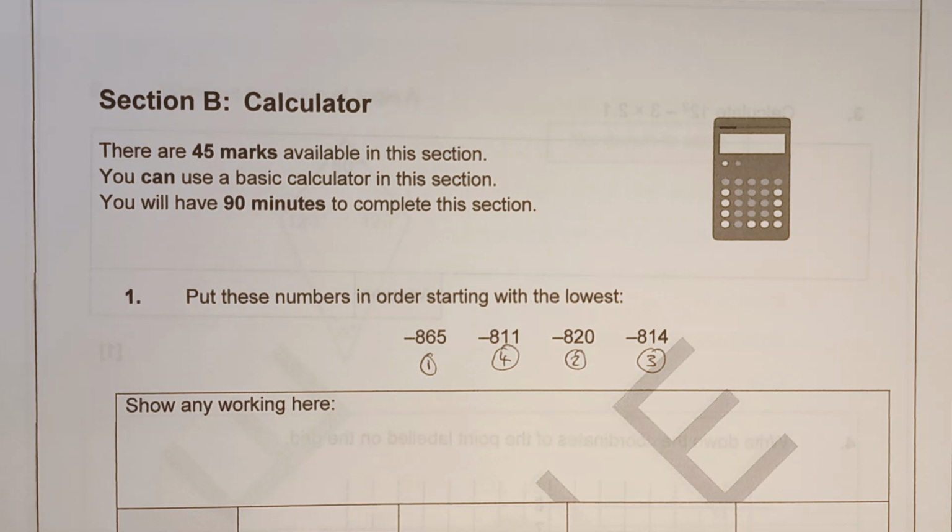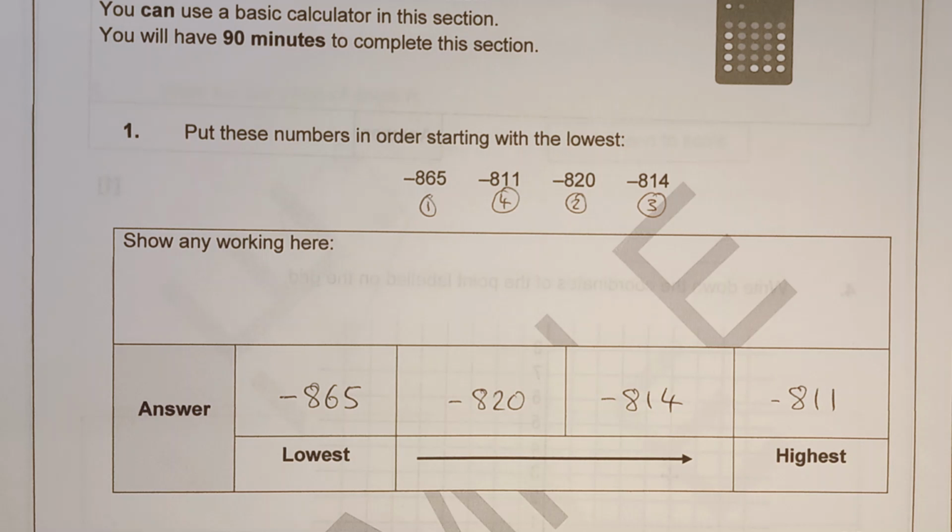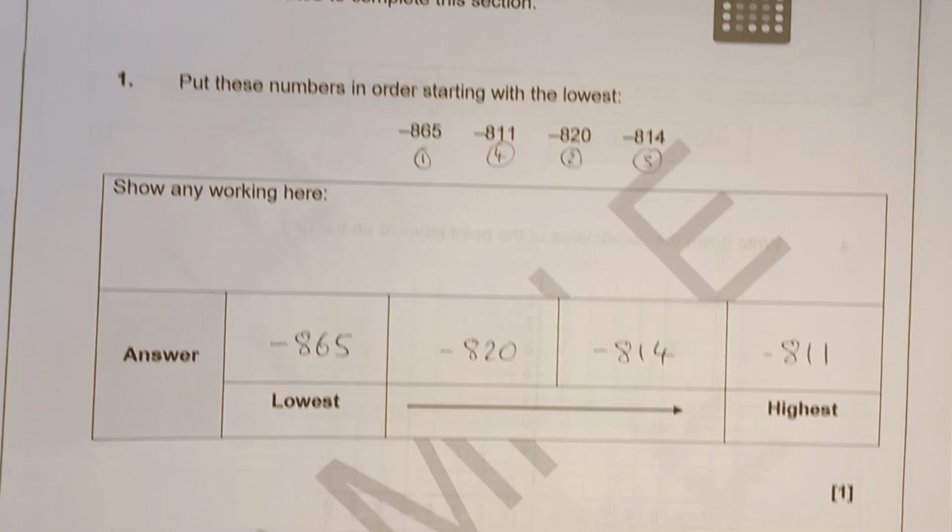So number 1, minus 865, then minus 820, then minus 814, and then minus 811. And I've just realised you can't see any of those, so I'll show you there. Okay.